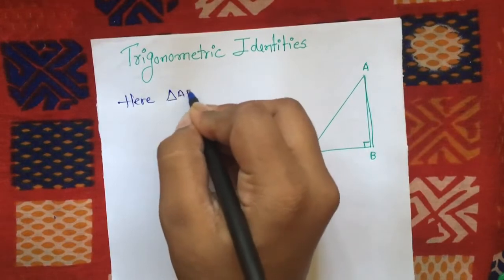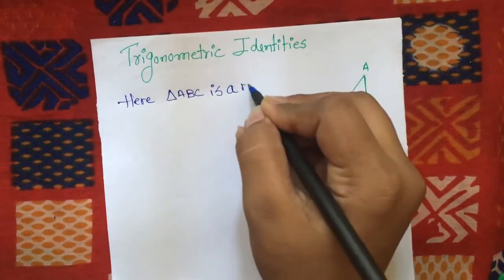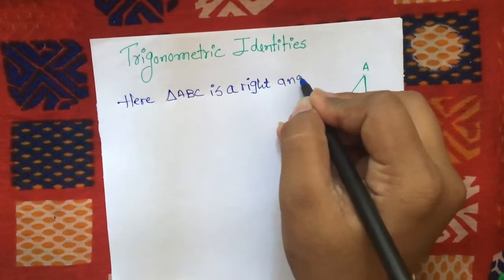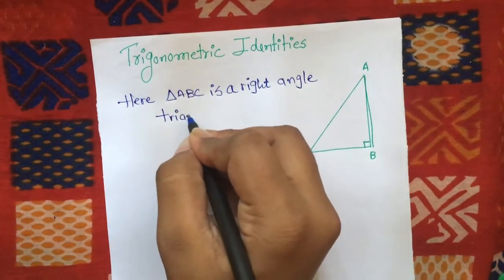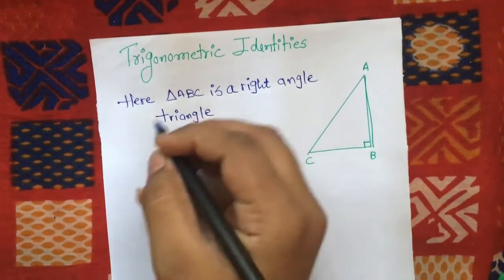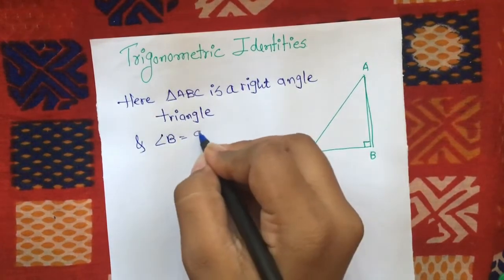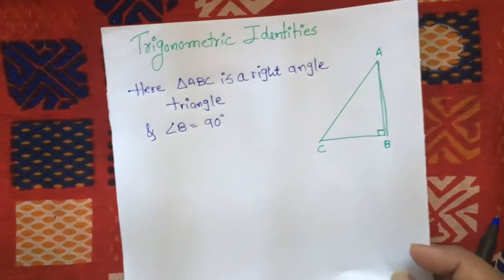Triangle ABC is a right angle triangle and angle B is equal to 90 degrees. So therefore angle A and angle C are the acute angles.